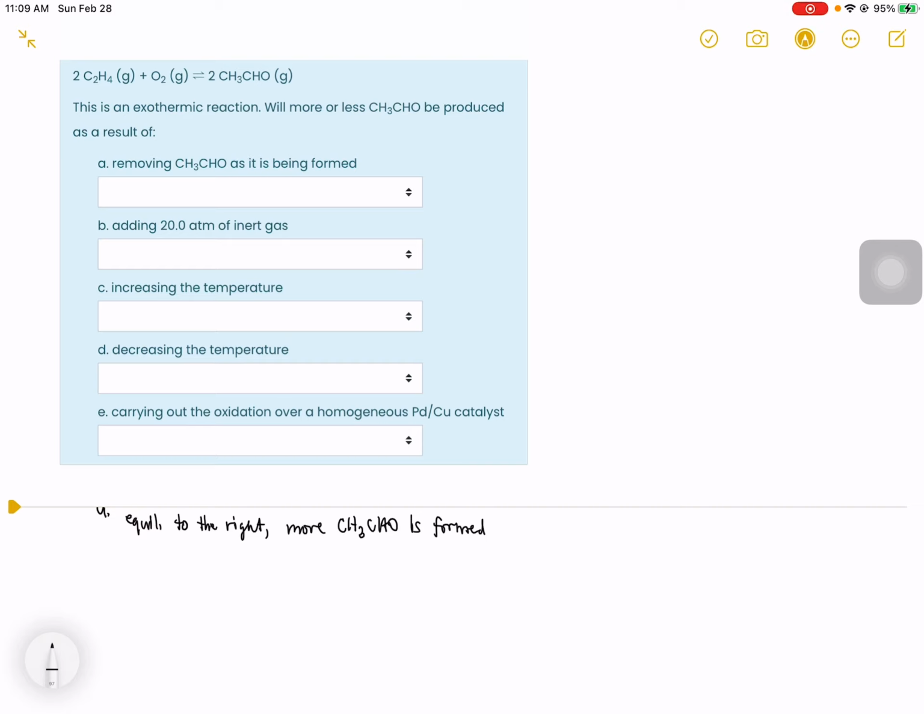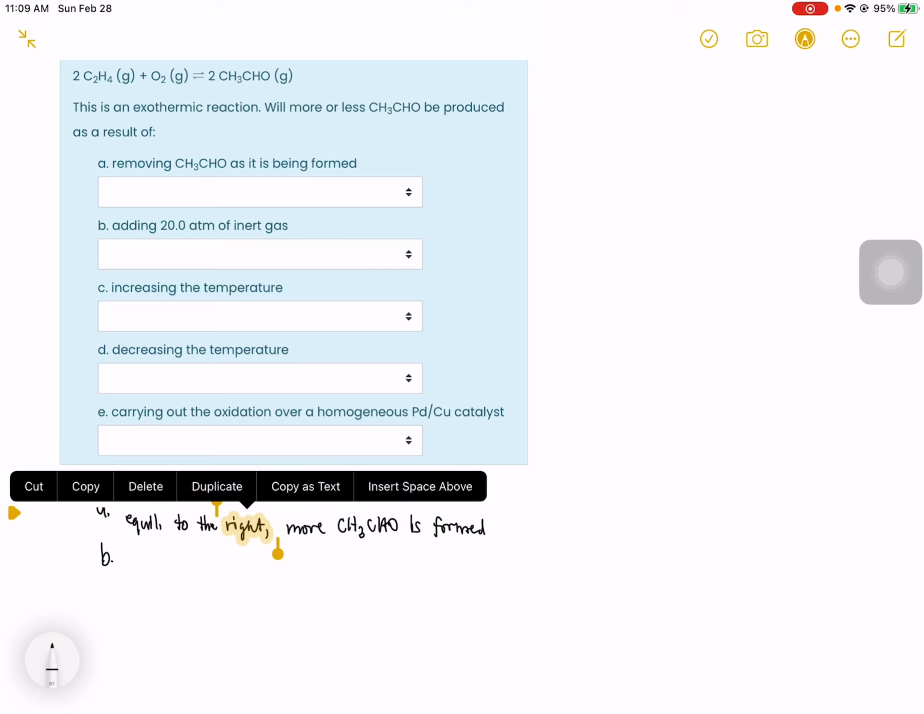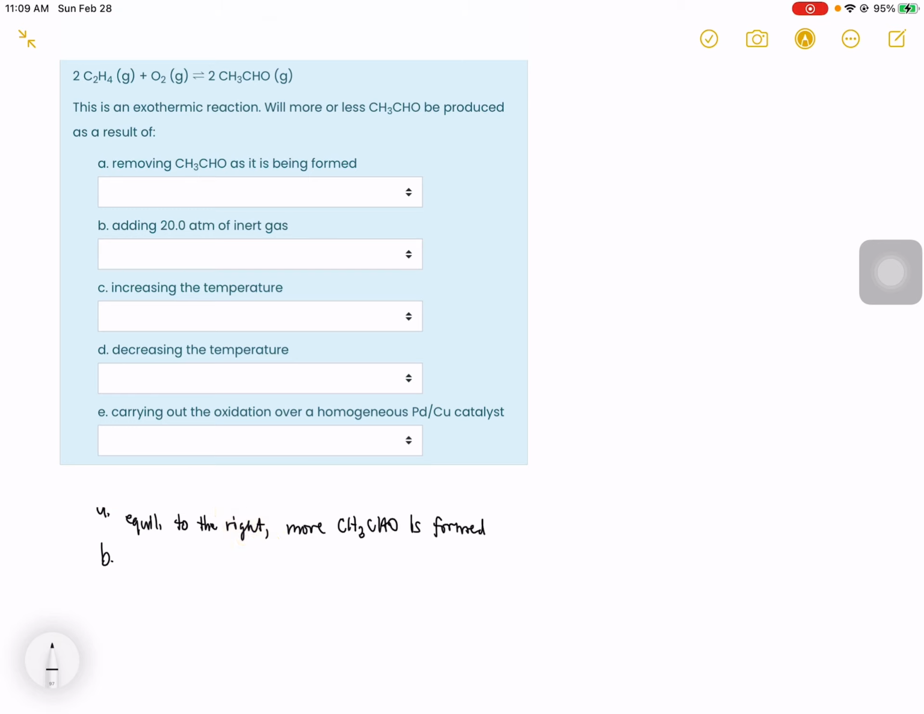Letter B, adding some inert gas into the reaction vessel will not affect the equilibrium in any way. Therefore, the amount of acetaldehyde that will be formed will not be affected.